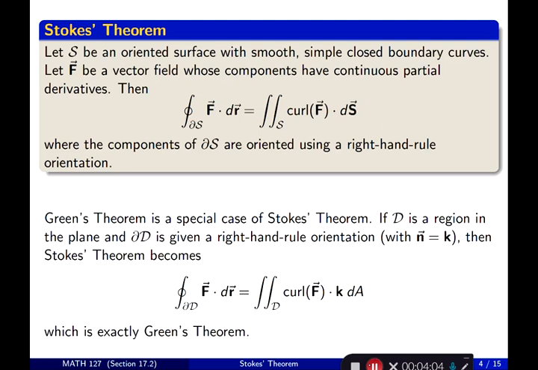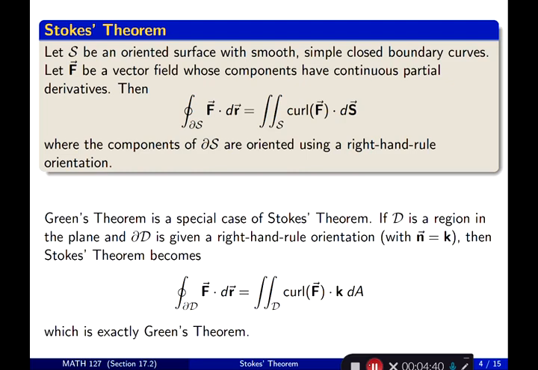So what's Stokes' theorem? Let S be an oriented surface with smooth, simple, closed boundary curves, and let F be a vector field whose components have continuous partial derivatives. Then the contour vector line integral over the boundary of S of F dot dr is going to be equal to the double integral of curl of F dot dS.